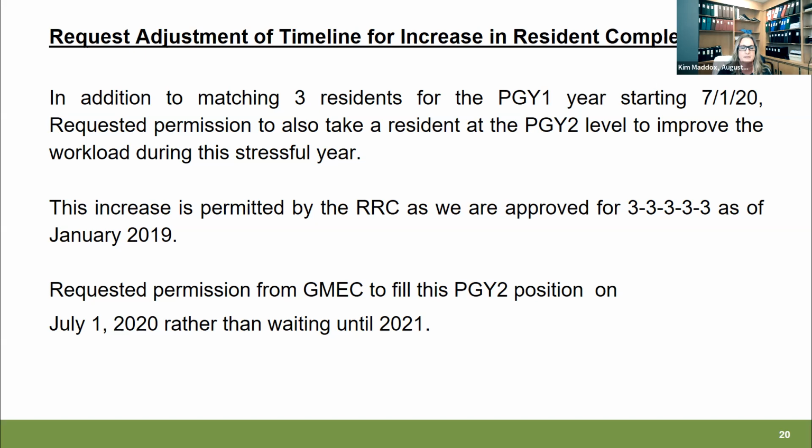Because that approval came before the match happened, we only matched 2 that year, and we would continue to match the 3 that we got the complement increase for in 2020. Because we did not take the extra 3 in 2019, we were able to request permission from the GMAC to fill that PGY2 position rather than waiting until 2021. That's how we were able to do that, because we did not take that extra resident in 2019.